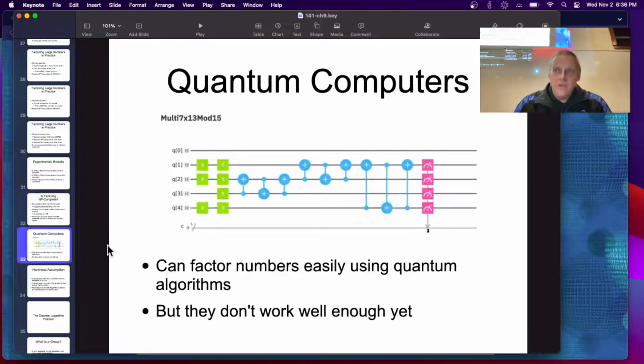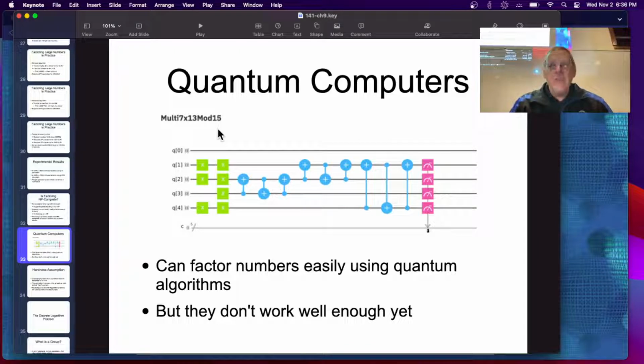Now, quantum computers change everything. They can factor it without doing so many calculations at all by carefully designing a pattern of gates to solve for one prime number. And this one here solves the equation 7 times 13 mod 15. That's what this gate solves. And they haven't made quantum computers that can solve anything difficult. They're just up to numbers like 15.